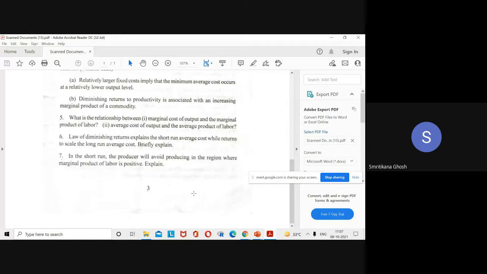But try to remember the MPL APL curve. You can understand that marginal product positive doesn't always mean the producer will avoid producing. If marginal product is positive and it is stage 1, then he will avoid. If marginal product is positive and it is stage 2, then the producer will not avoid. It is not positively sloped, the value is positive.